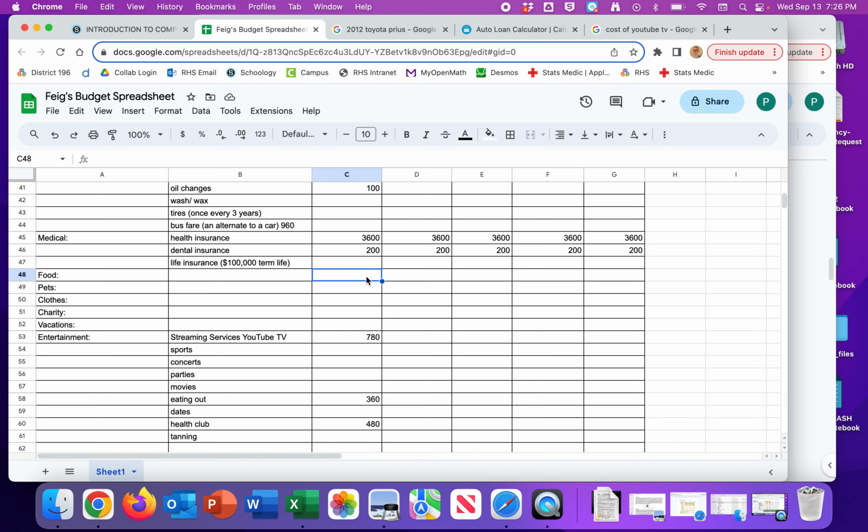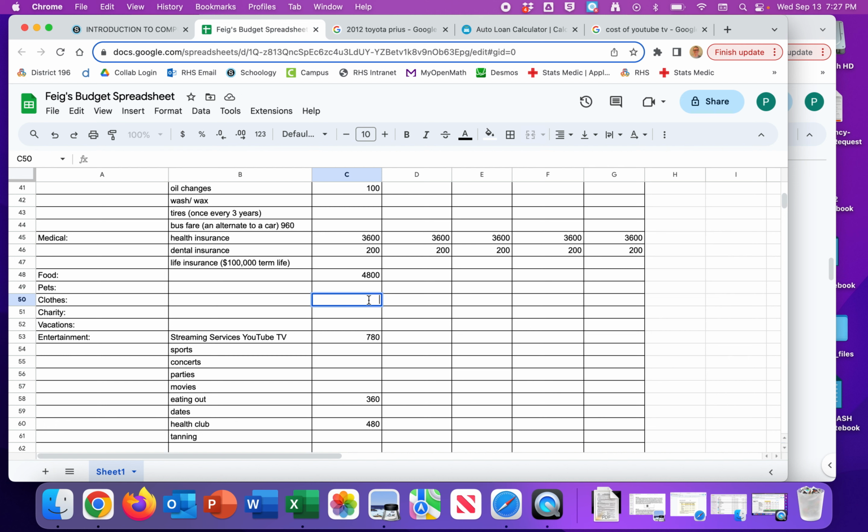Food. You got to eat. Let's just put in, how much do you think it'll be every month for you? Do you think you can get by on $400 a month? Well, 12 months. Okay. Do you have a pet? How much does your pet, your cat or your dog cost?